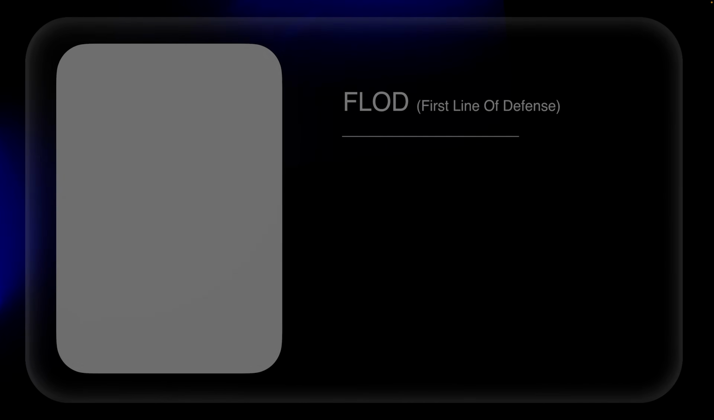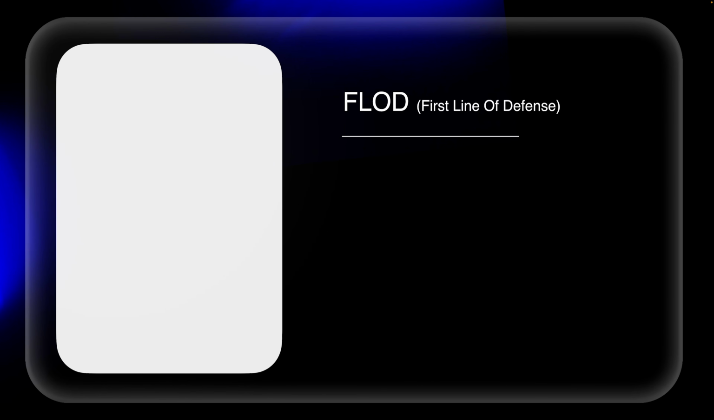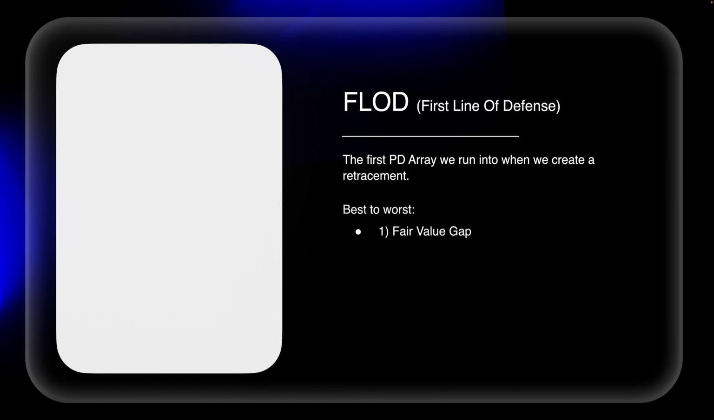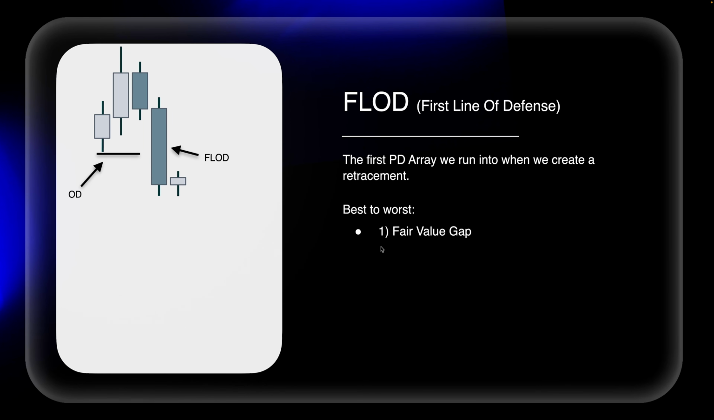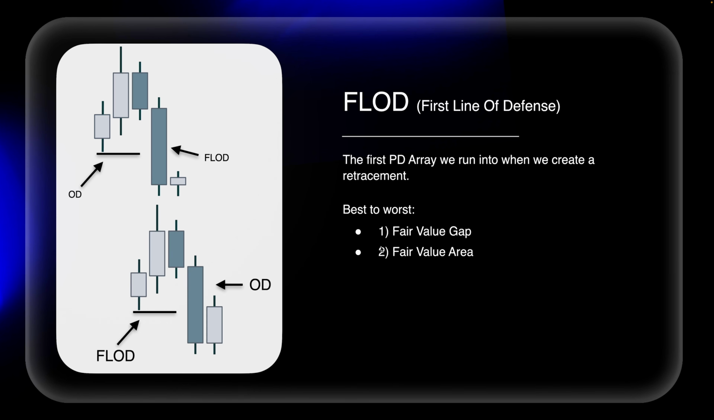In the first slide, I want to revisit the previous video that we had about narrative, where we touched on the first line of defense. So the first PD array that we run into when we create a retracement is ideally the fair value gap that we have sitting right there. This is focusing on that we already have the direction, that we are now looking at a fair value gap to trade from. And we know, based on the previous video as well, that ideally we want to see the float being a fair value gap. But within that, we still have different types of fair value gaps.